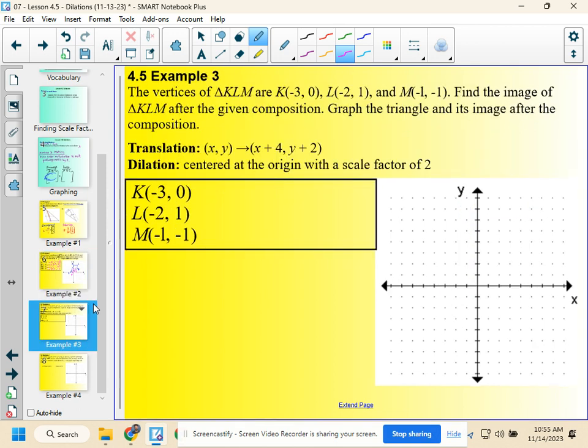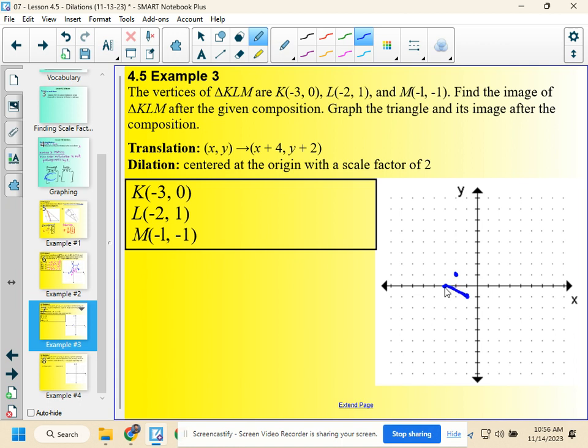Example 3. We could also do this exact same thing with like a composition, right? This is what we learned about in the previous lesson, where we're doing just multiple transformations on the same figure. No big deal. Let's do it. So I'm going to plot my image. Okay, -1, 2, 3, 0 is right here. -1, 2, 1 is right there. And then -1, -1 is right here.